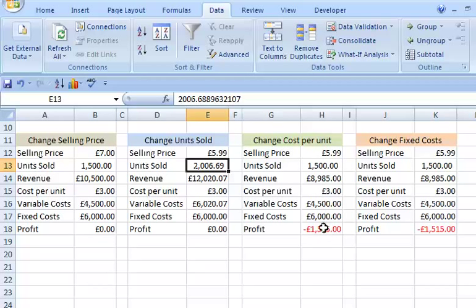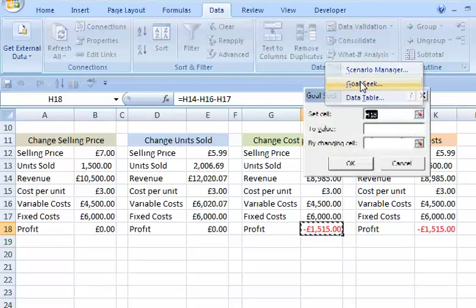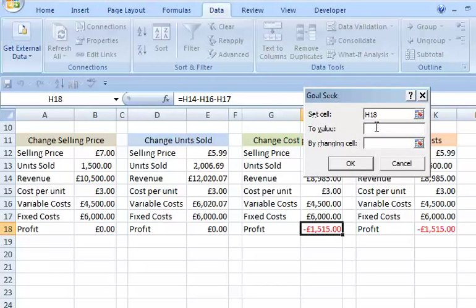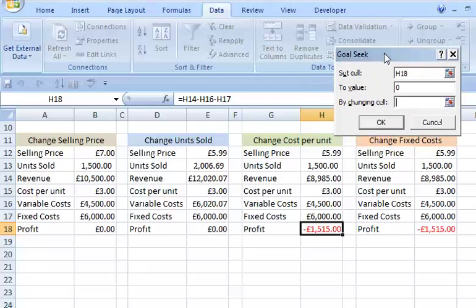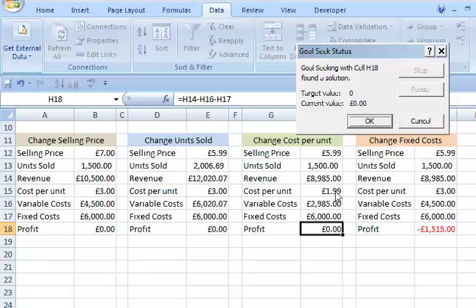So on to changing the cost per unit, our next option. Exactly the same principle. What if, Goal Seek, change H18 to 0, and this time we are going to look at changing the cost per unit. Click on that one, click OK, and you can now see that if we can reduce our cost per unit to £1.99, we can still sell 1,500 units.